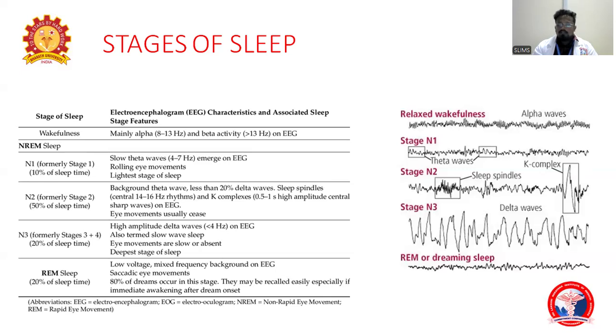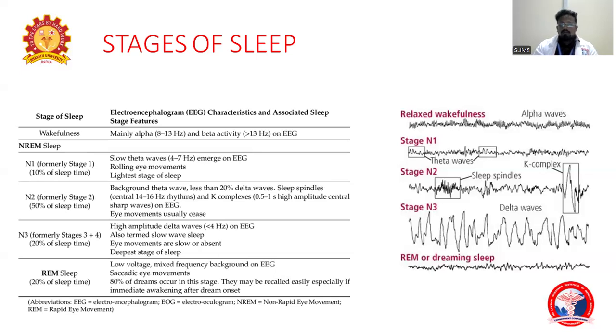The slow rolling eye movements are seen only in stage 1, but the lightest stage of sleep is N1. N3 shows high amplitude delta waves of less than 4 hertz on EEG, also termed slow wave sleep. Eye movements are slow or absent. It is the deepest stage of sleep.